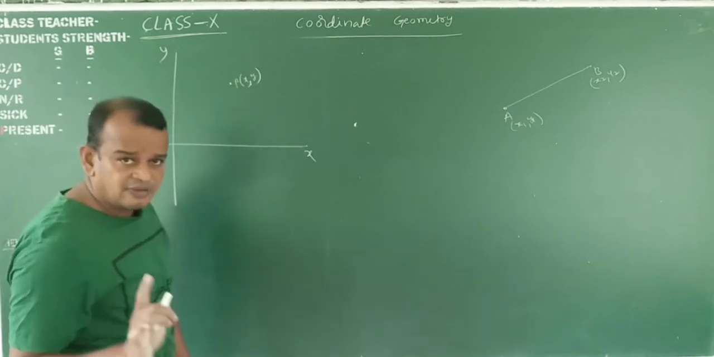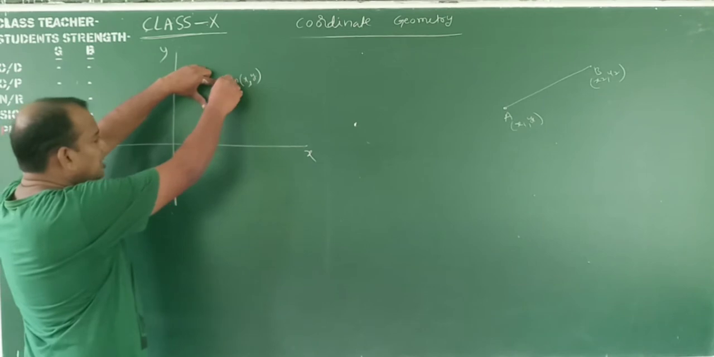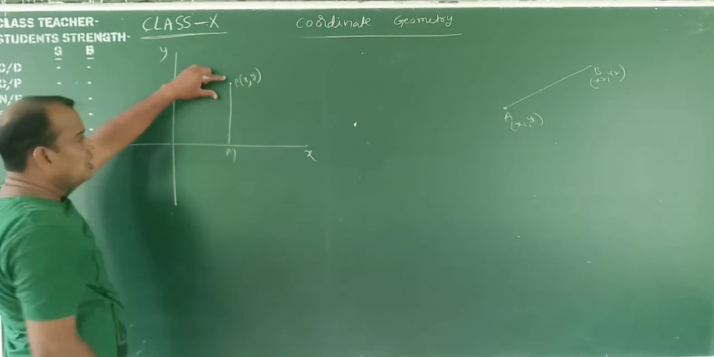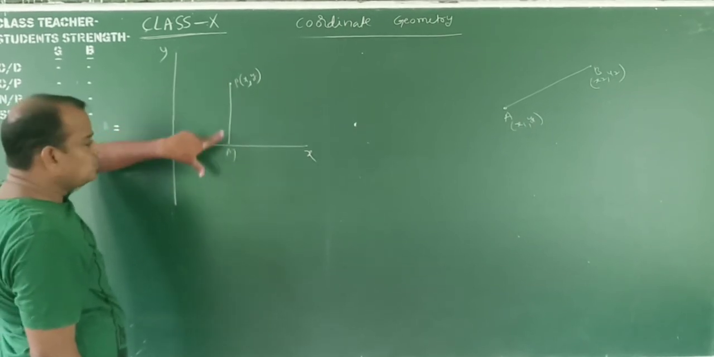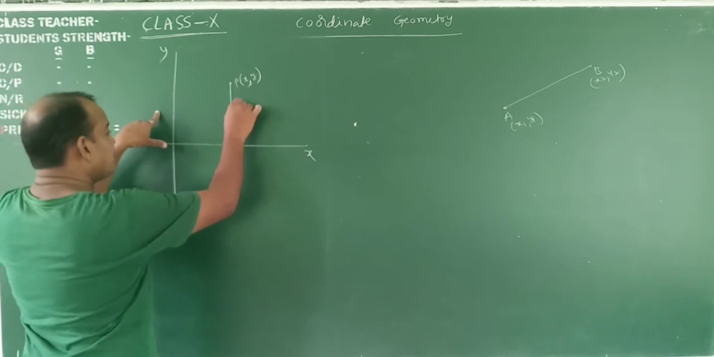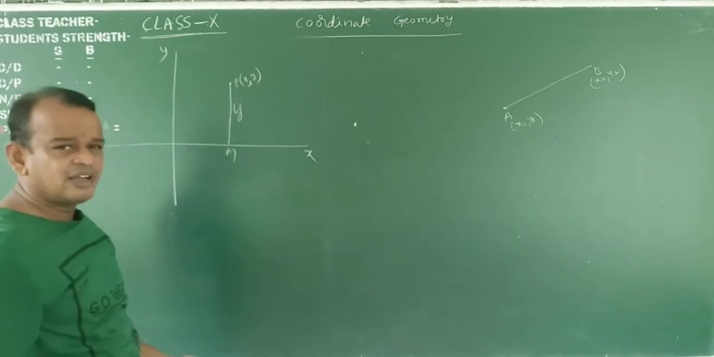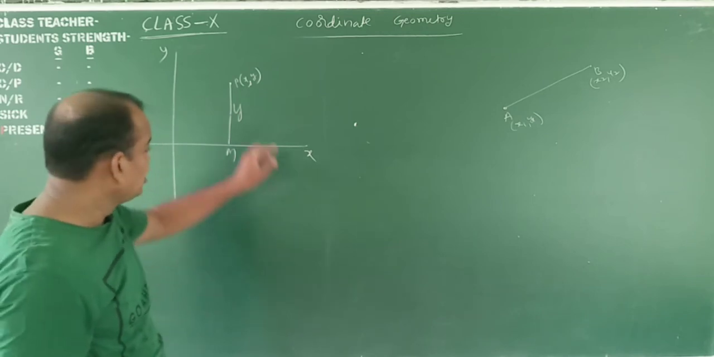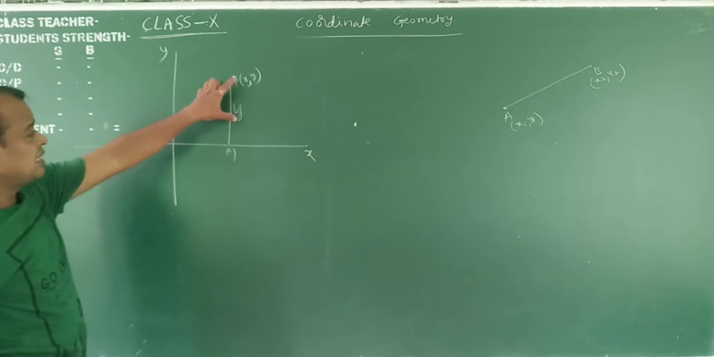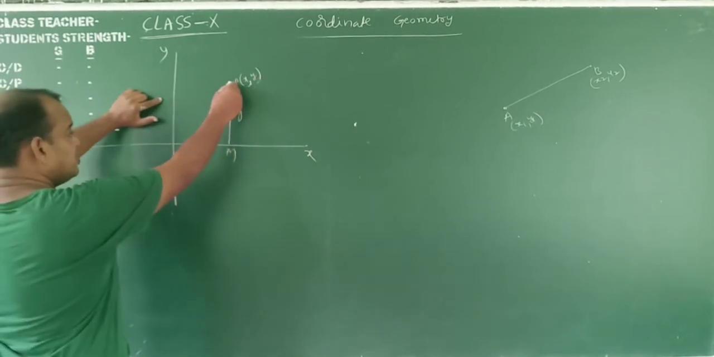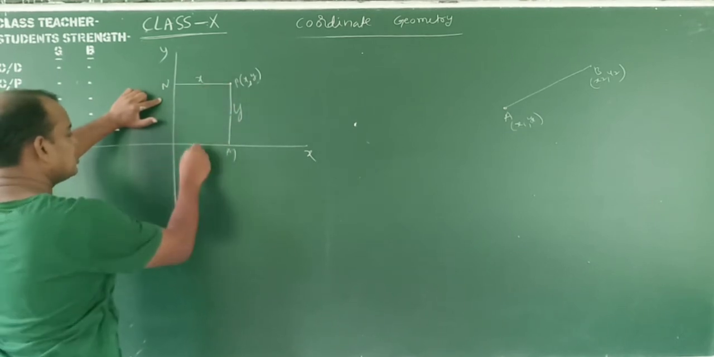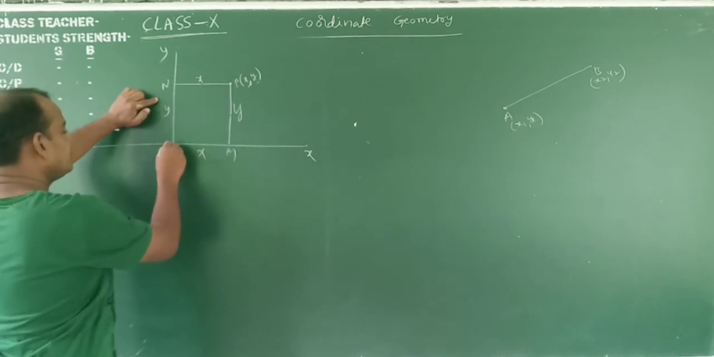Always remember, from this point you draw the perpendicular to the axis. Suppose this is PM. The perpendicular distance from P to the x axis, which is parallel to the y axis, is nothing but y. Distance means mod y. My dear students, the distance from P to the x axis is the y coordinate. The distance from P to the y axis, which is parallel to the x axis, is the magnitude of x. This is also y. This is the origin.